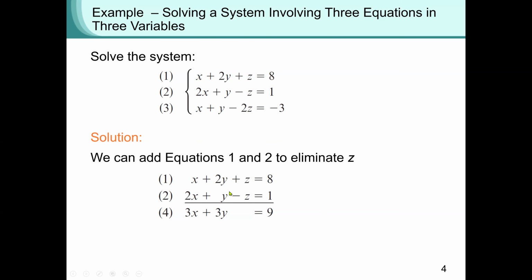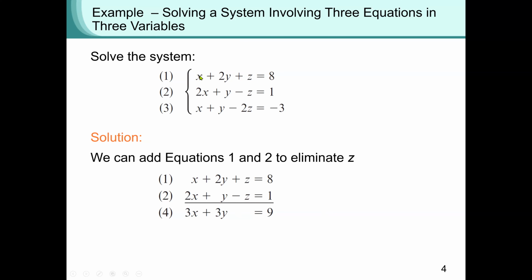So the best way, let's go through the method here. So this is our first example. What we did here is that we picked equation 1 and 2, and we are going to eliminate z because it's very straightforward. The first equation, we have plus z. The second equation, we have minus z. So it's easier. So we combine equation 1 and 2 using the elimination method.